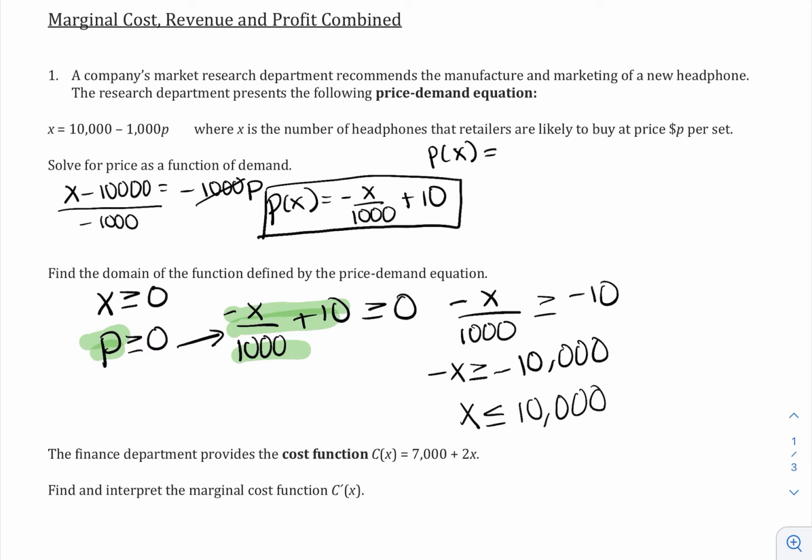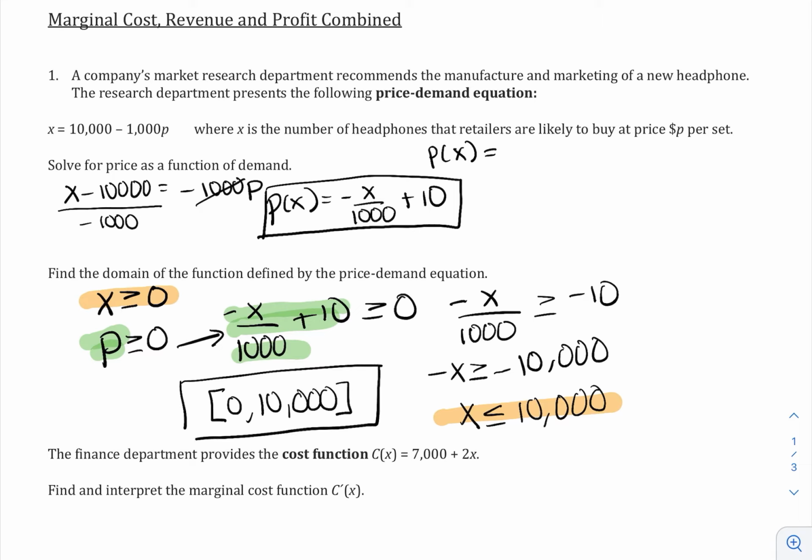So what I have is that x has to be greater than or equal to 0 and x has to be less than or equal to 10,000. So my domain is 0 to 10,000. That's my x values that I can input into my price function.